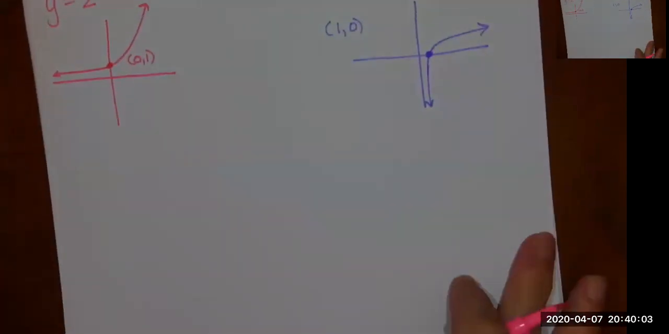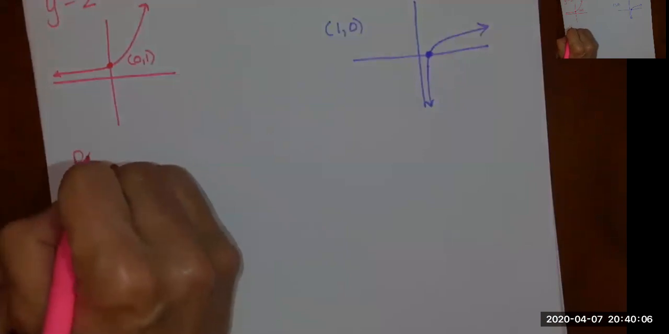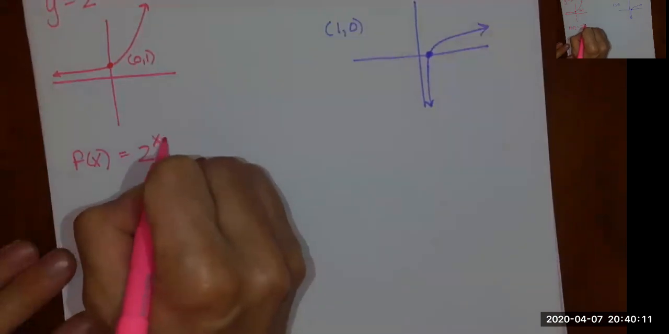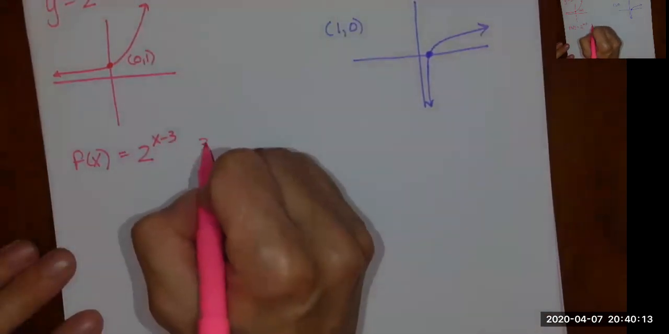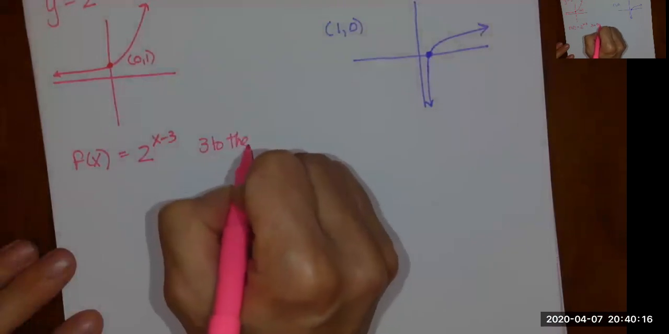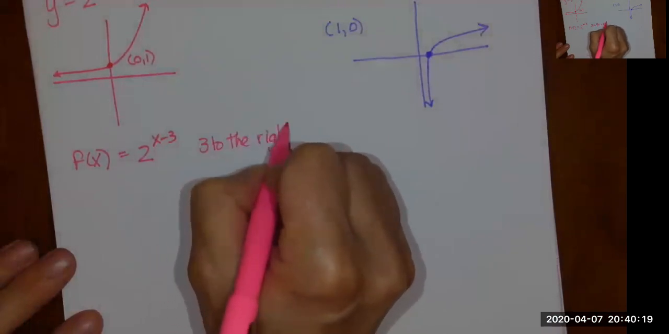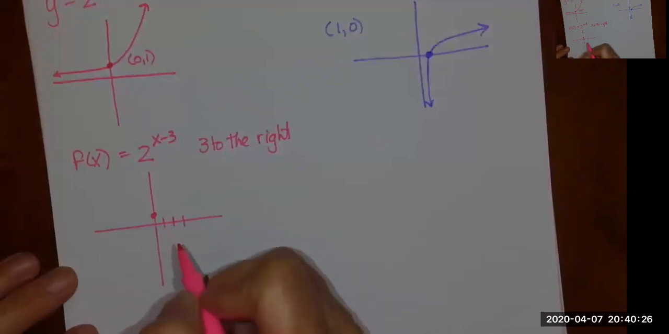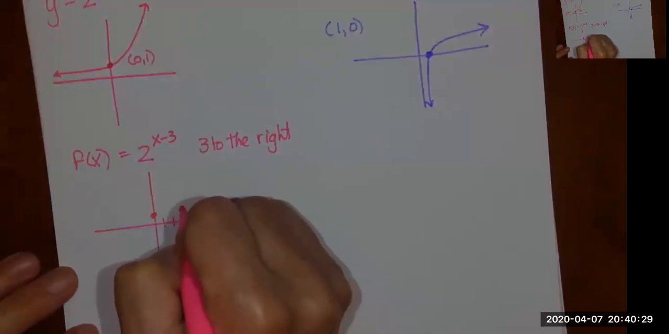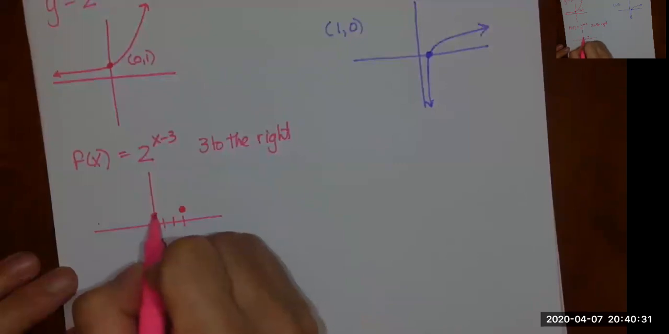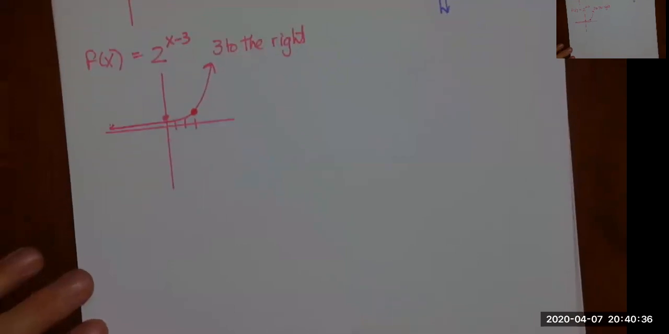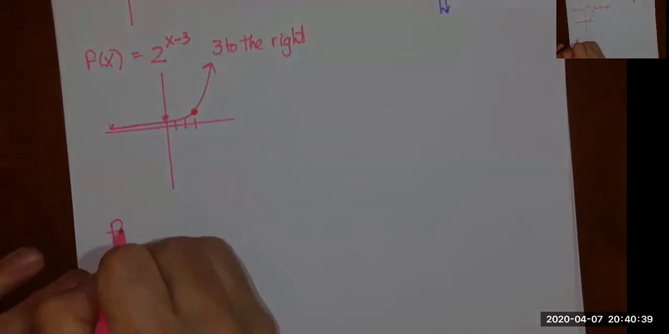Now let's look at another graph. What if I gave you this? F of x equals 2x minus 3. That means 3 to the right. Well, we always start counting right here. So I'm going to go 1, 2, 3 to the right. So here's my new point, right? And I just draw a curve like that. It's that easy to move these fellas around.